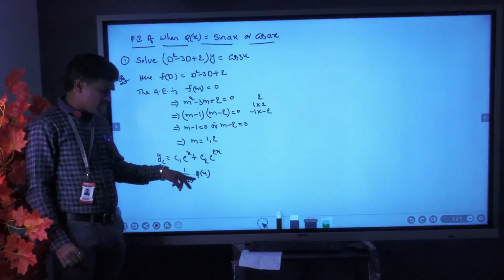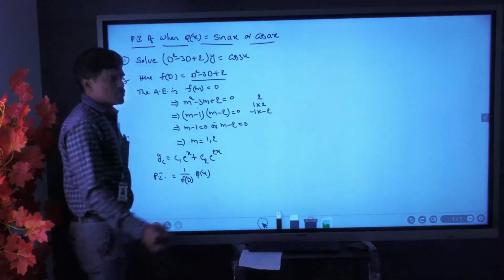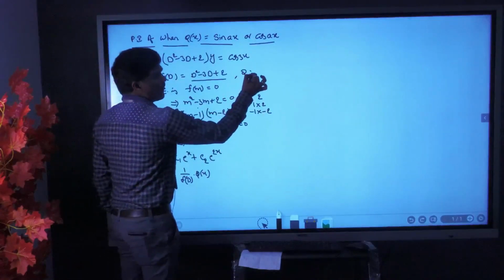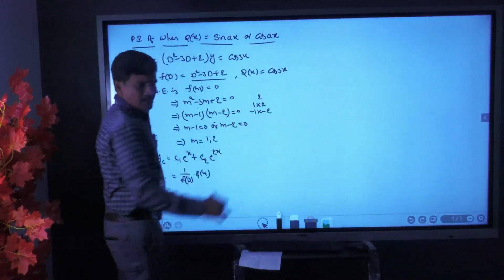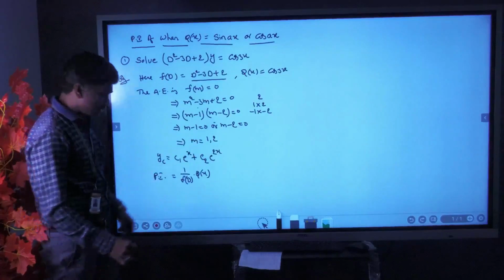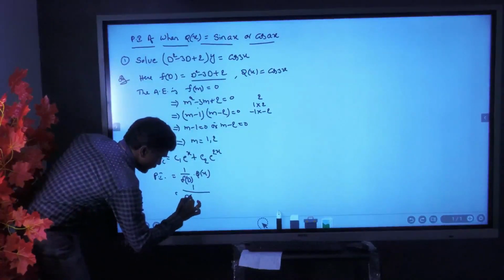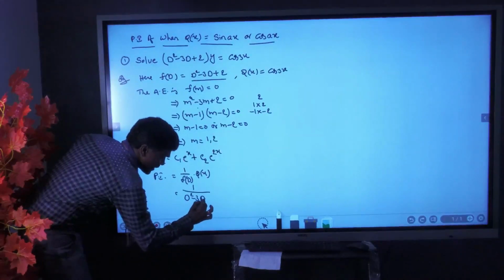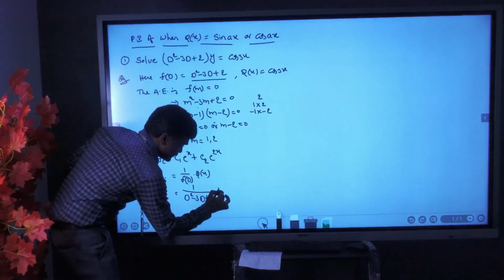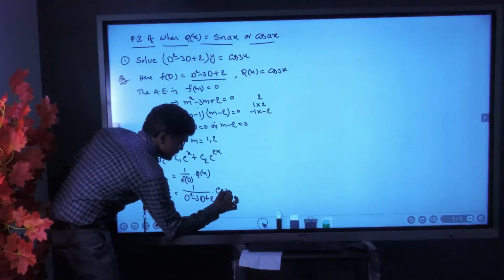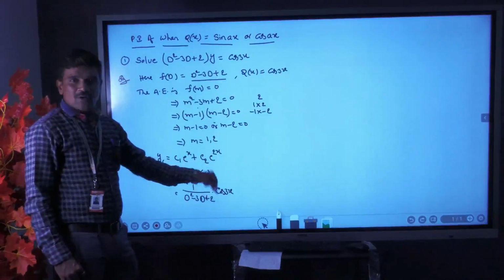Now write what is f of d and what is q of x. Here f of d is d square minus 3d plus 2, and q of x is given as cos 3x. So we get 1 by f of d, which is d square minus 3d plus 2, into q of x, which is cos 3x.